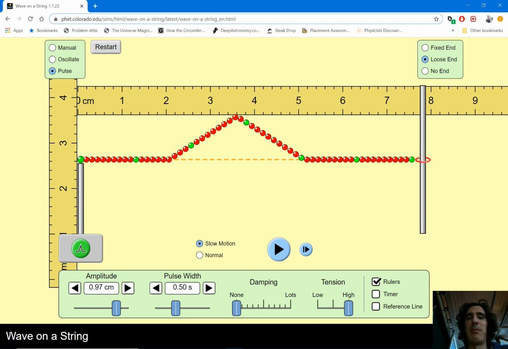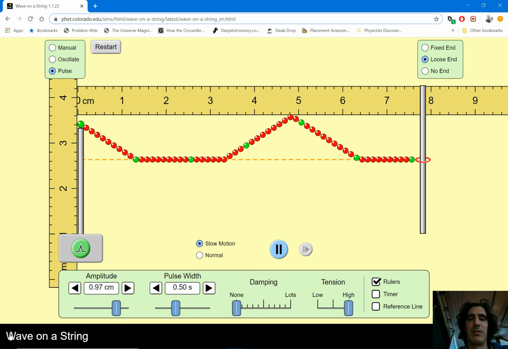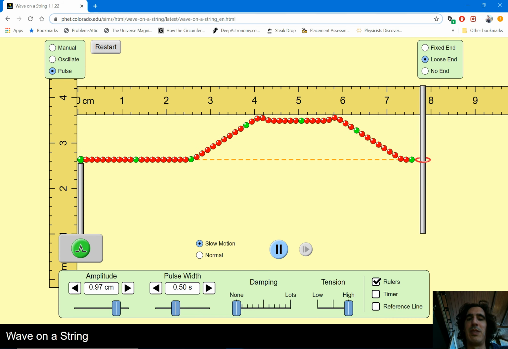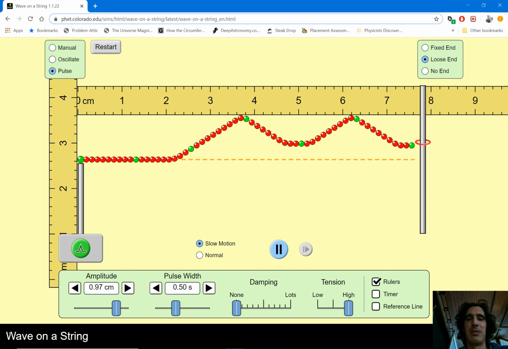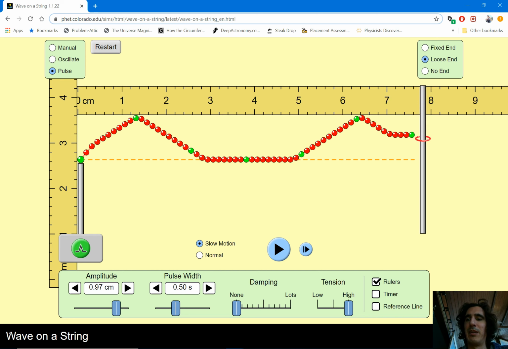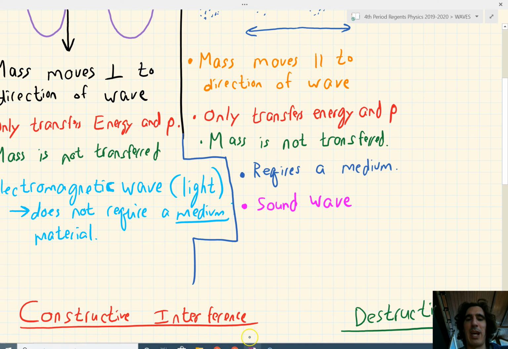And let's watch what happens when the first wave and the second wave interfere with each other when they're traveling towards each other. Notice their amplitude right now. Once they meet, notice that the amplitude got larger. So they increased in size when they interfered with each other. Afterwards, the wave that was moving to the right will continue moving to the right, and the wave that was moving to the left will continue moving to the left.